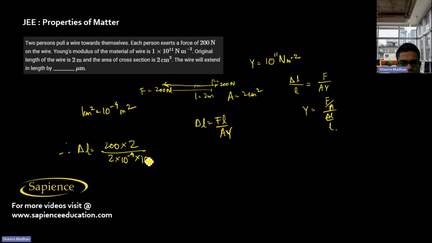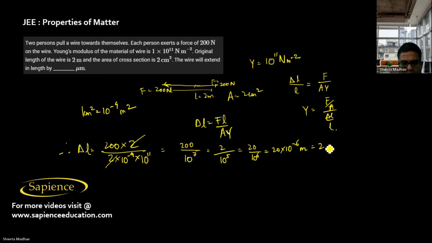Young's modulus is 2 into 10 power 11. So 2 and 2 will get cancelled. So this is 200 by 10 power 11 minus 4, that is 10 power 7. You can see, which means 20 micro meter. So 20 micrometer is the extension. That is the answer.